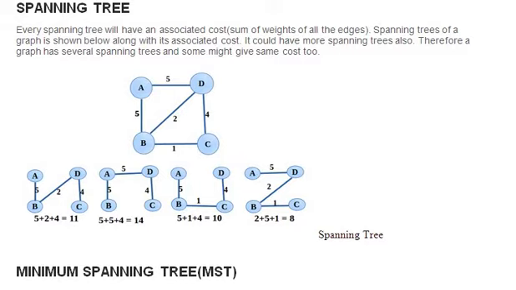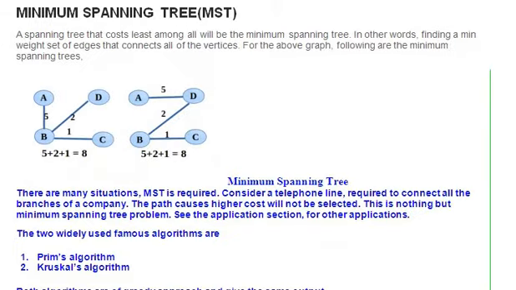You need to cover all the nodes of the undirected graph. So finding a minimum weight set of edges that connects all of the vertices. So we have 2 possibilities with least. Check out, the total cost is 8. So we have 2 possibilities in this also.